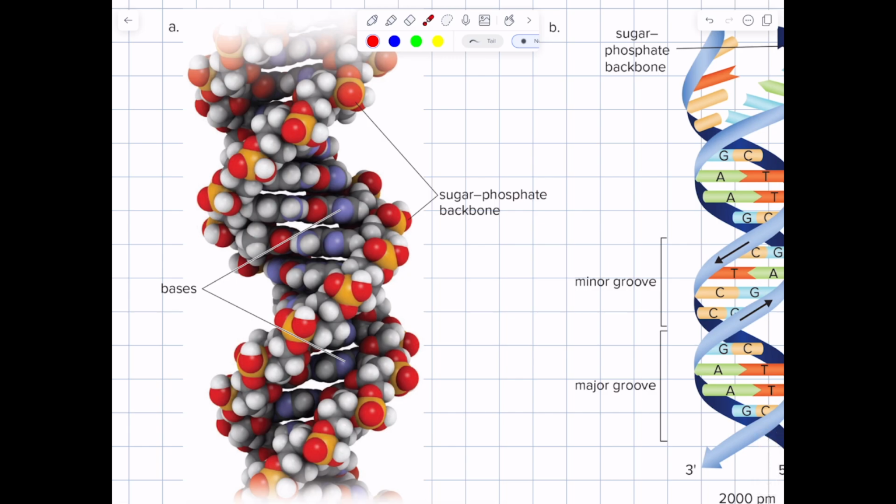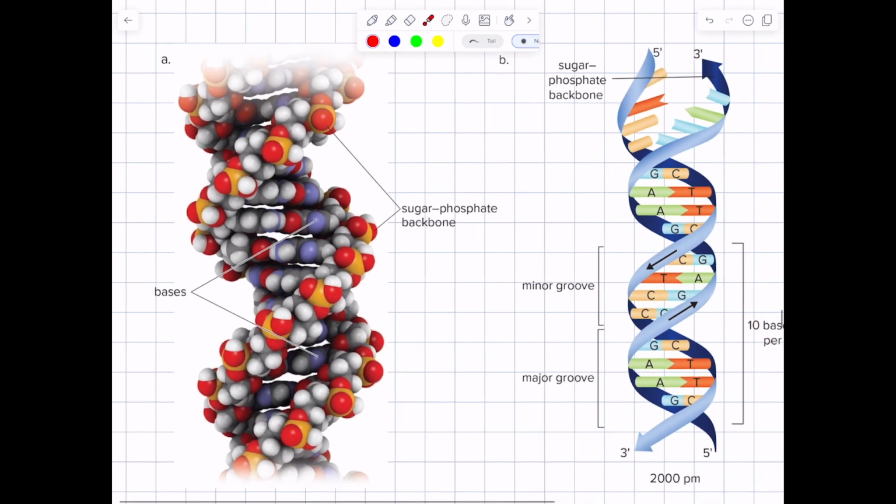There are two grooves. There are two sets of spacings: a much wider spacing here between sugar phosphate backbones, where you can see exposed nucleobases, and then a much narrower spacing here between sugar phosphate backbones. That's typical of the DNA double helix. The large spacing is called the major groove, and the small spacing is called the minor groove.